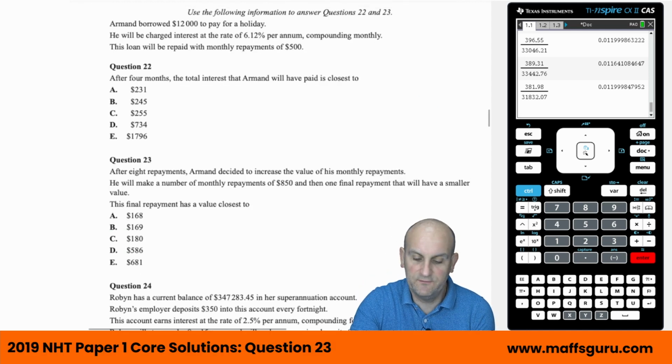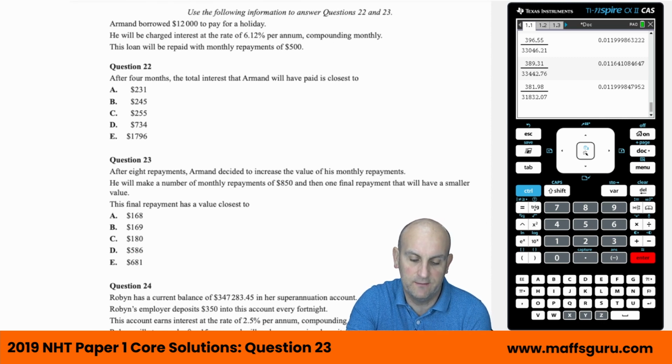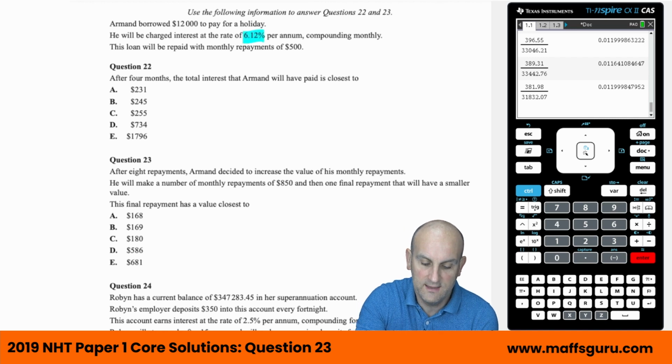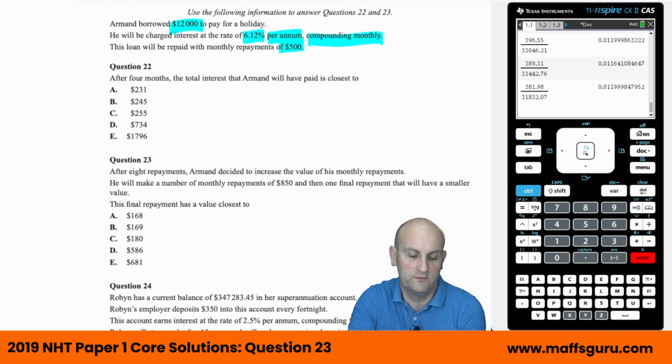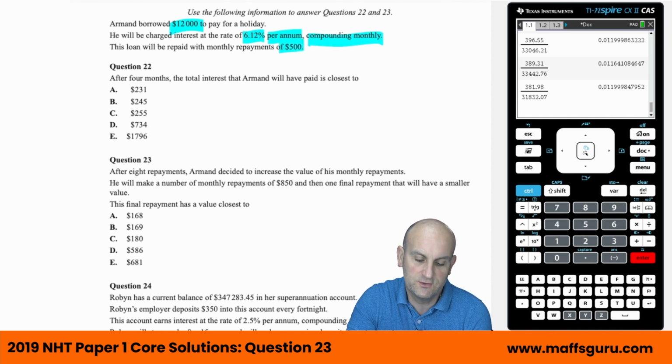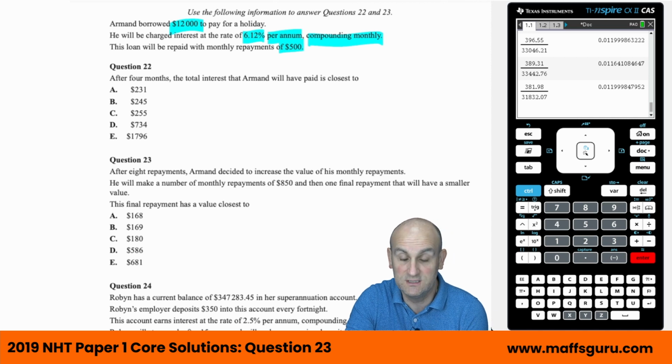So the next set of information is for question 22 and 23. Right, Armand is going to borrow $12,000 to pay for a holiday. He'll be charged interest at that rate per annum compounded monthly. That's how much his loan will be repaid with monthly repayments of $500. After 4 months, the total interest that Armand will have to pay is closest to.